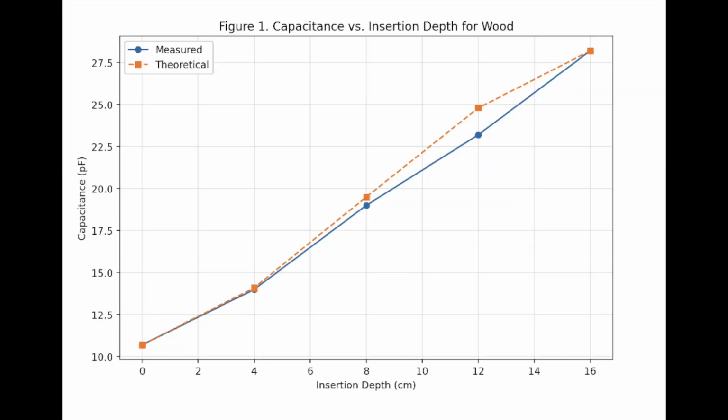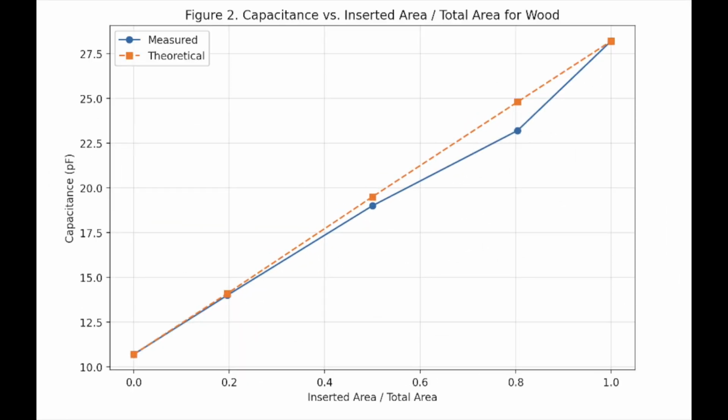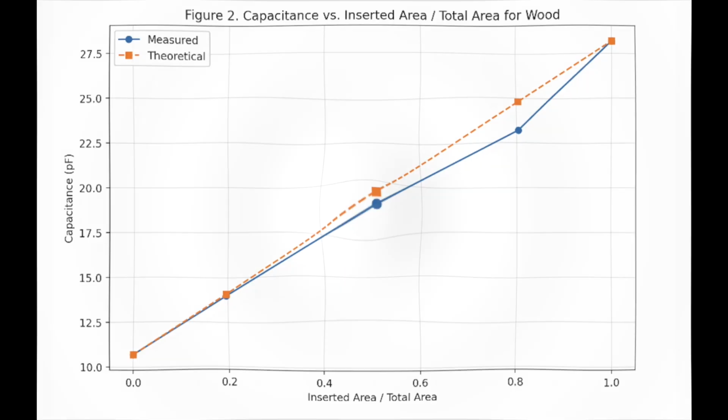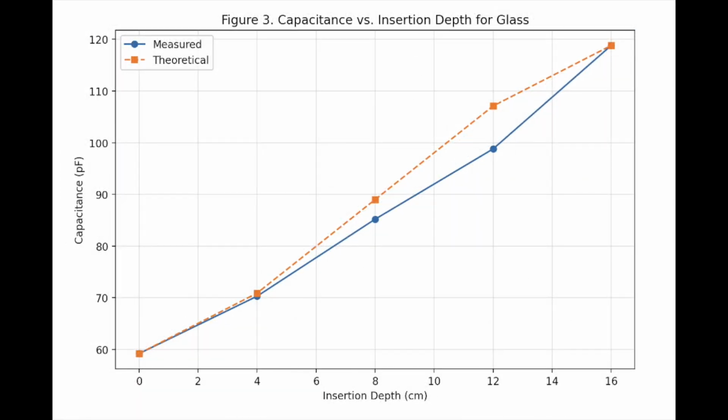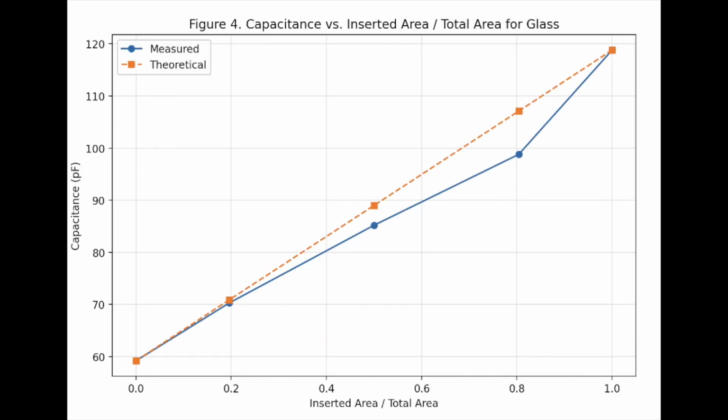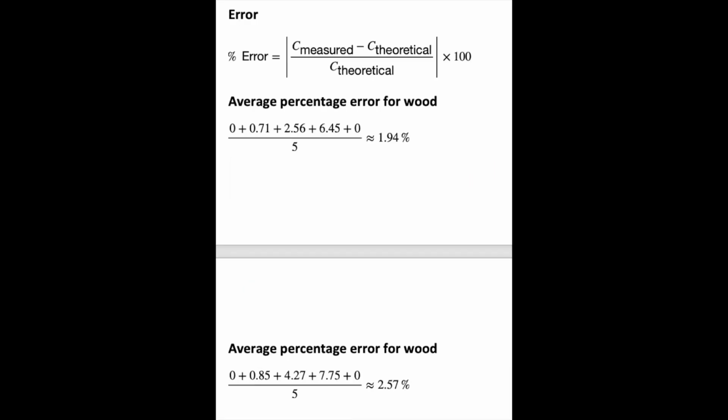Here, these graphs show how the capacitance changed during the experiment for both wood and glass. The first set of graphs presents capacitance versus insertion depth, while the second set shows capacitance versus the ratio of inserted area to the total area. In both materials, the measured capacitance increased as more dielectric material was inserted between the plates. The measured values were also generally close to the theoretical values, which means that the experimental results followed the expected trend. The error values were generally low for both materials.